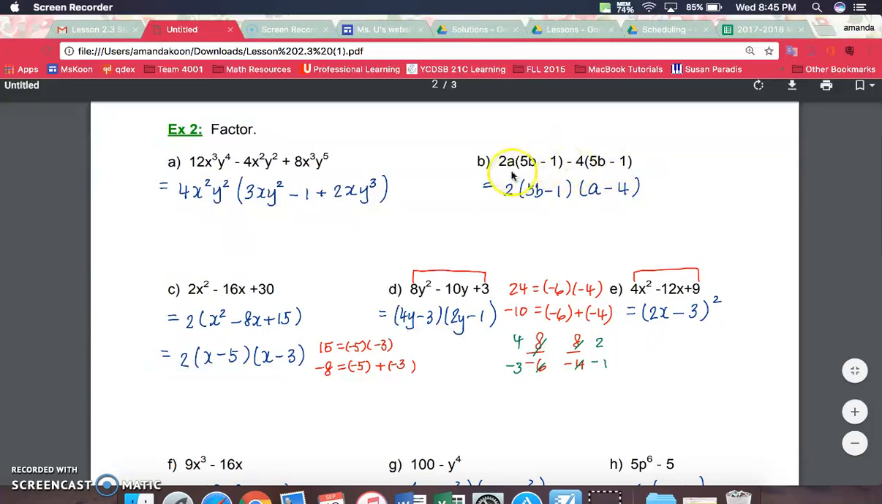So apparently, for 2 and 4, the common factor is 2. I also see the binomial 5b minus 1 in both terms. So automatically, 5b minus 1 becomes part of the GCF. So when you look at the solution here, 2 times (5b minus 1) is the entire greatest common factor.